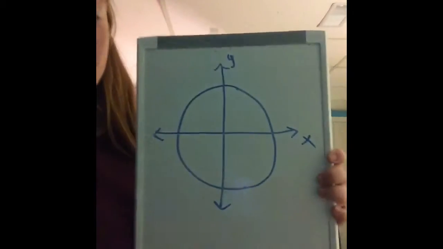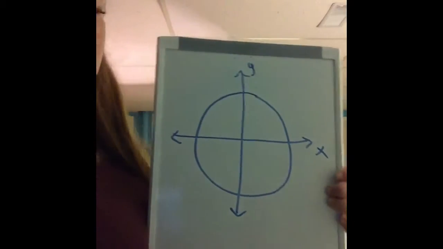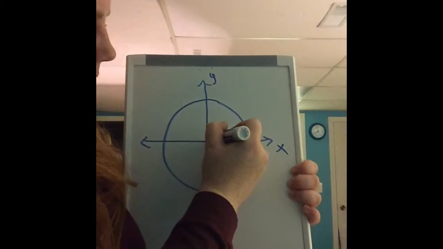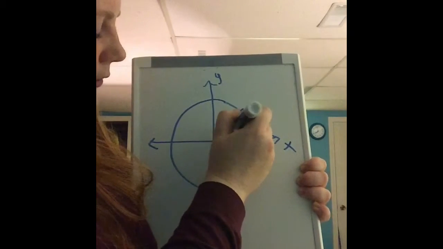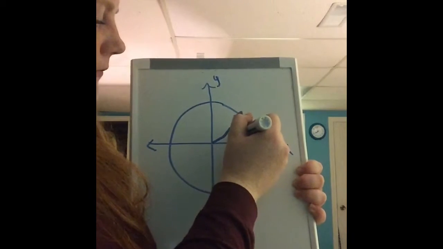Now that we've gone over sine and cosine, we can go back to the unit circle. Here you see I have drawn the unit circle again. We're going to start with drawing our angle. So we put a line here with an arrow. This is our angle that we're looking for. We can call it theta.